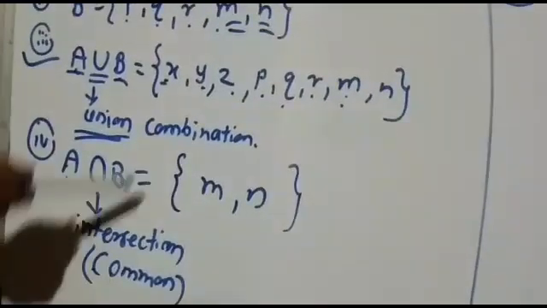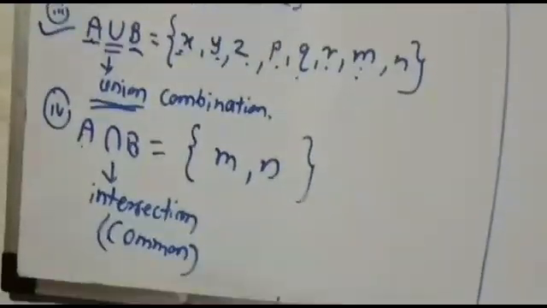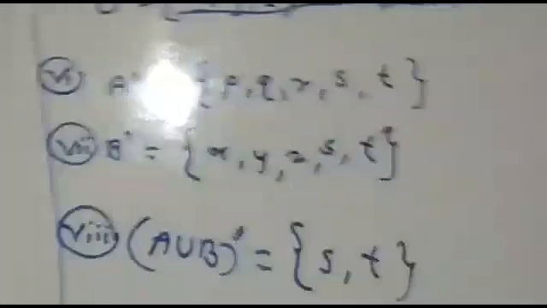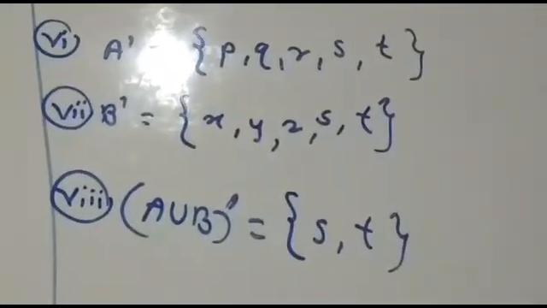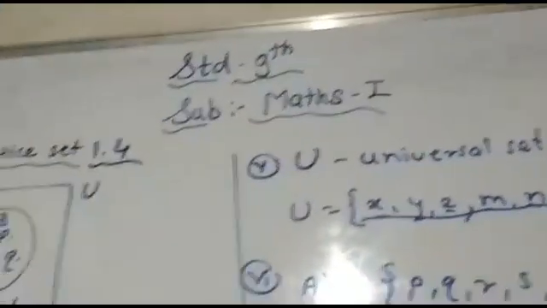All of you understood? In A union B, there will be the combination of A and B sets. In A intersection B, there will be only common elements. Then A complement, B complement and A union B complement. This is the fifth example in practice set 1.4. Then we see the first question.